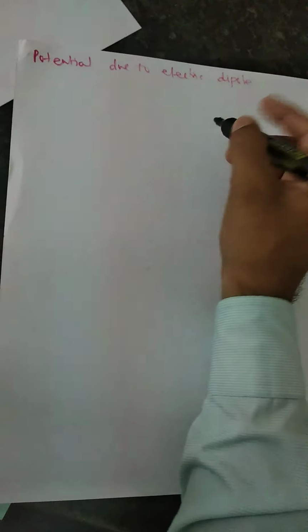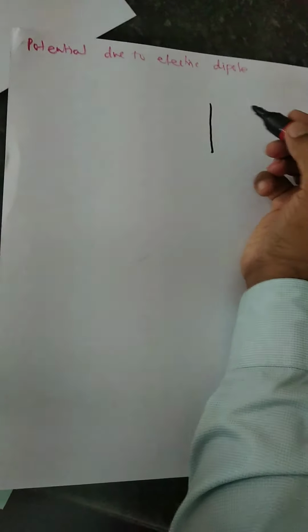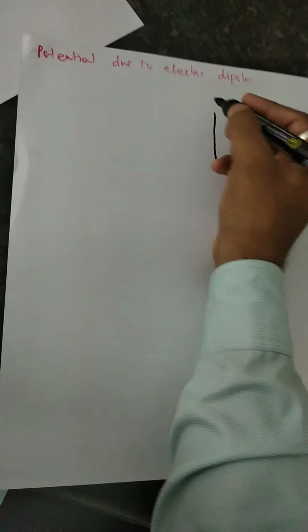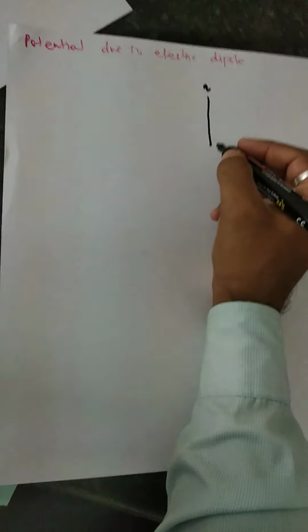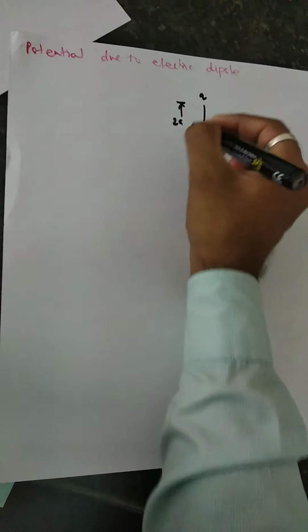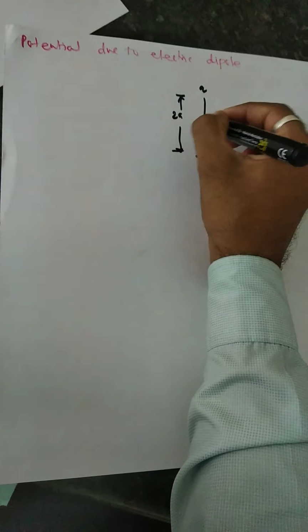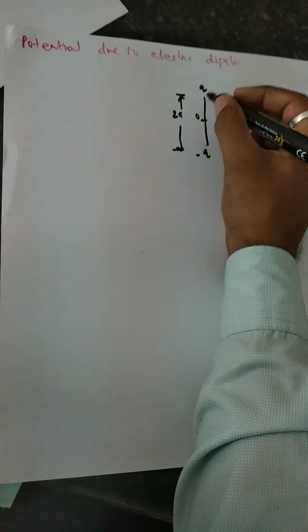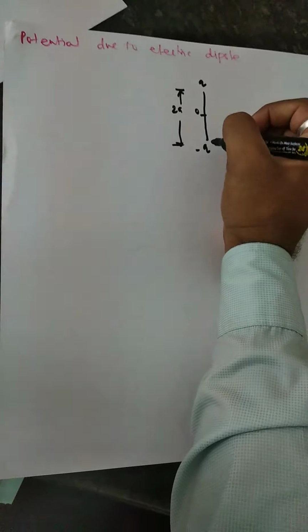So in the derivation of this theory, I'll use another method to prove the equation, which is a little bit different from the method given in your book. Just consider the dipole in which we take this as a positive charge q, this as a negative charge minus q, and the distance between both the charges is 2a. This is the midpoint O, so this distance will be a, and this distance will be a.